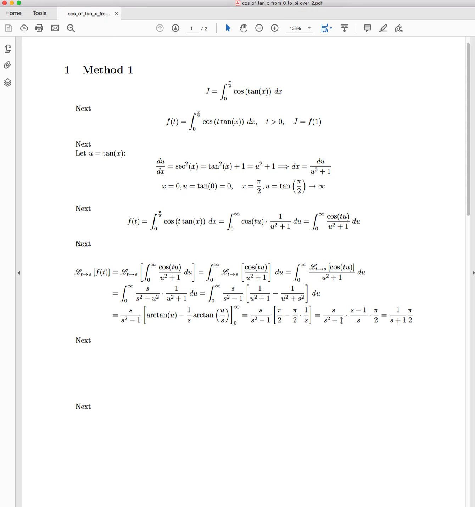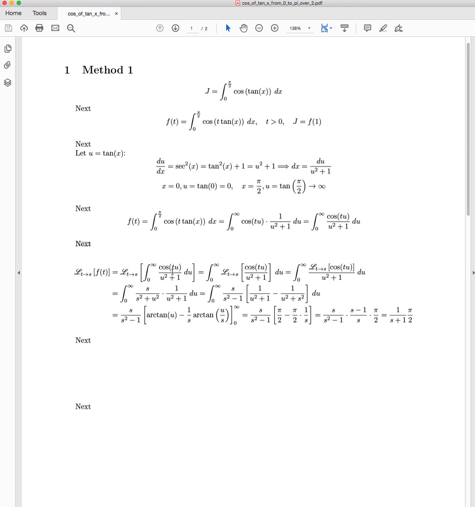So we have s minus 1, s plus 1, and so the s minus 1 cancels with the s minus 1 on the bottom here, and what we're left with is s plus 1 here. This s obviously just cancels out with this s, and so then they're gone, and so we're left with 1 over s plus 1, and then just the leftover term here of pi over 2. So now we have got our expression for the Laplace transform of the integral.